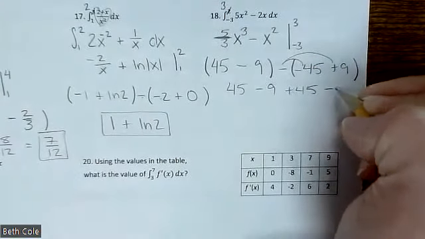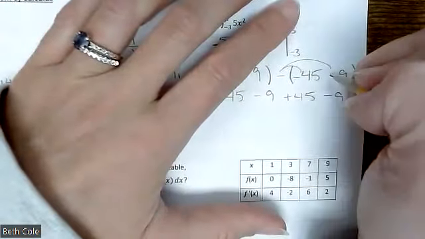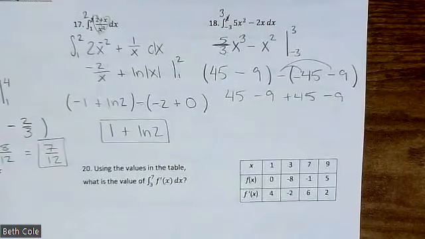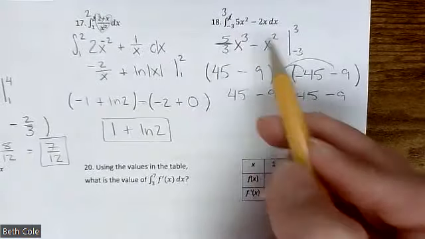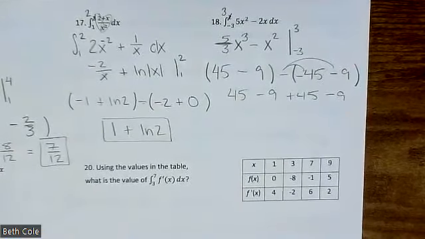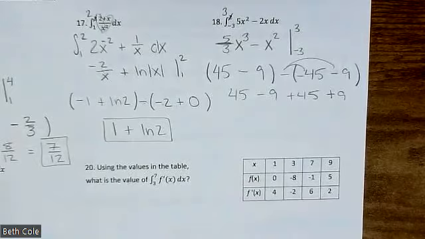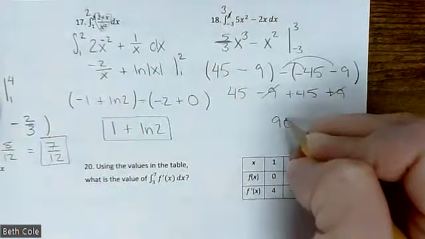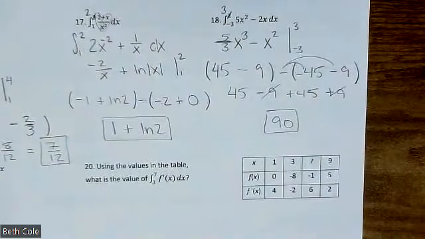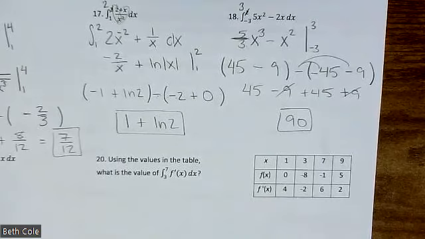Oh, minus. I'm sorry. Yes, I'm sorry. Thank you. In my head, I was like, well, when you square things, they're positive, but then it was subtraction. So then this would be plus 9. So the 9s cancel out, right? Okay, those are gone. 45 and 45 is 90. Cool, we're gonna be able to get this done.